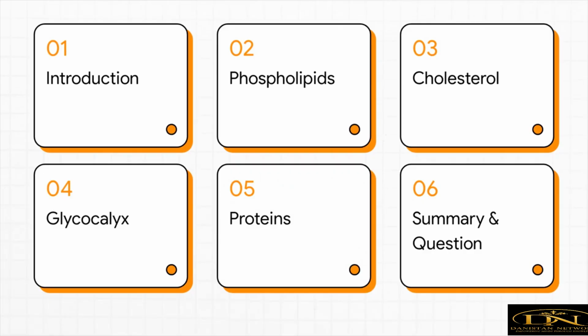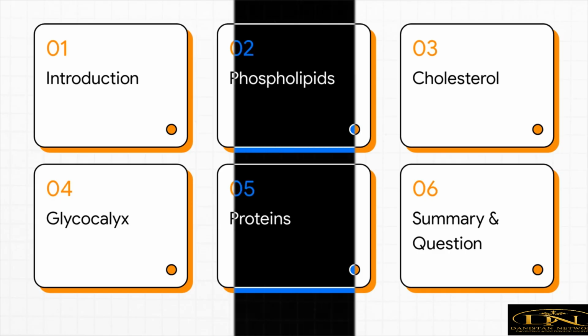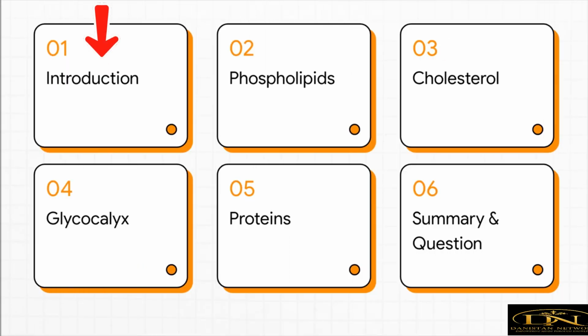We have got a packed explainer today. We're breaking this down into 6 parts. 1. Introduction and membrane definition. 2. Phospholipids, barriers and messengers. 3. Cholesterol, the fluidity thermostat. 4. Glycocalyx, receptors and markers. 5. Proteins, transporters, enzymes, scaffolding. And we'll finish up with 6, a high-yield summary and question. Let's get right into it.